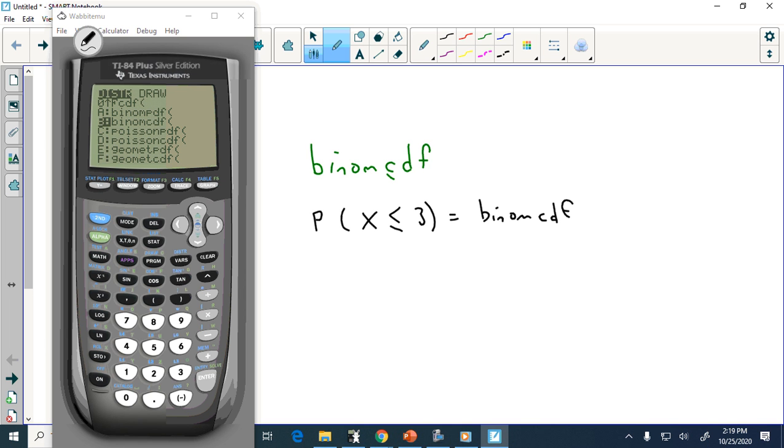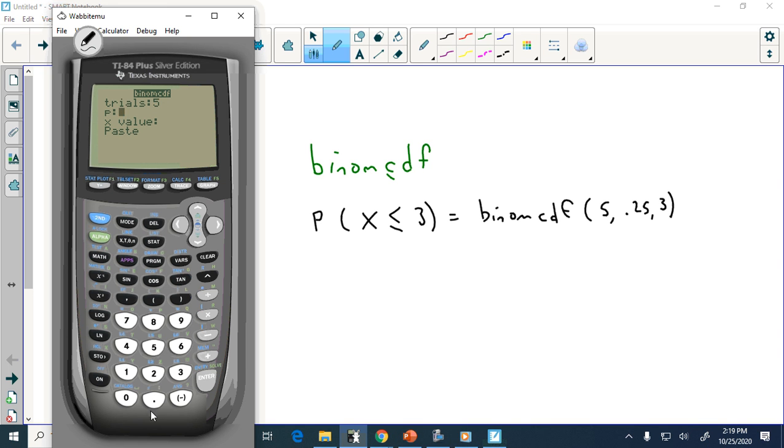So the binomial CDF of n, p, X. If I did this in my calculator, this is the binomial CDF of 5, 0.25, 3, and I get 0.984375.